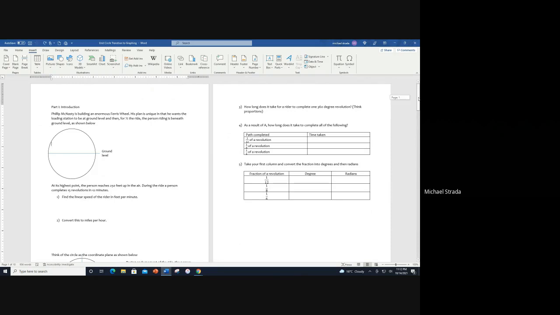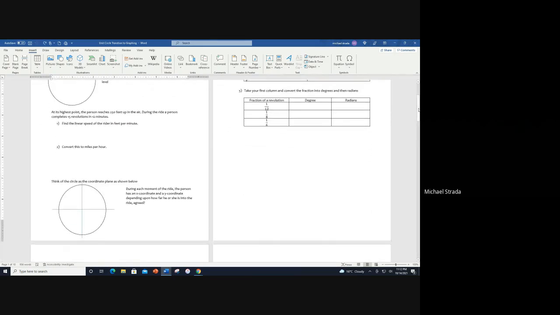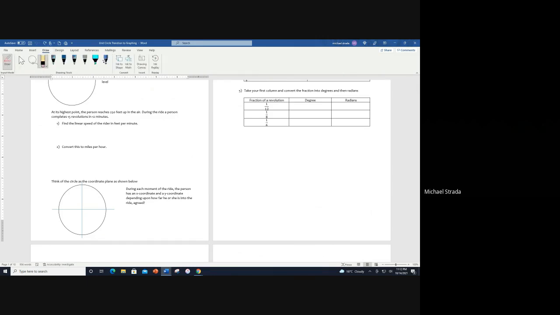Now, the second part of this: during each moment of the ride, the person has an X coordinate and a Y coordinate, depending upon how far he or she is into the ride. So wherever they are, whether they're here, there, or there, they have 2 components. They have a vertical, which is how high they are, and a horizontal, which is how far they are away. And of course, they create a right triangle. The one difference is it's not the unit circle because this is not equal to 1, so instead you have to use the radius.